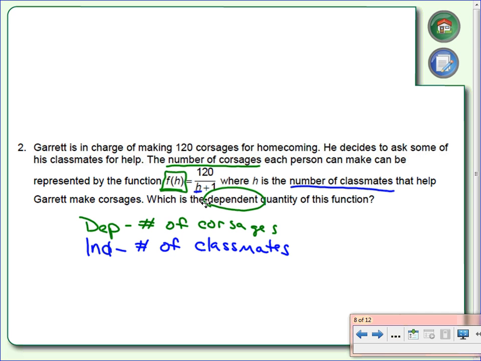So dependent is the number of corsages. Independent is the number of classmates. So how many corsages we can make is going to depend on the number of classmates. Obviously, if we have more people helping us, the more of these we can make. Makes sense, right? More of this, the more of this.